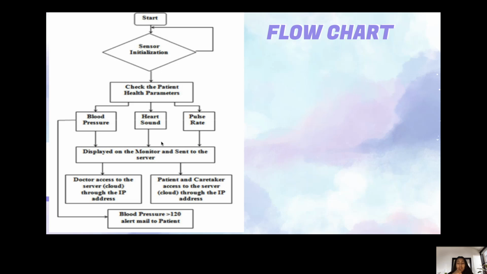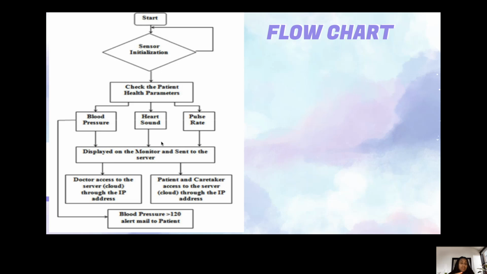So this is my flowchart, where there is start, sensor initialization, then it checks the patient's health parameters: blood pressure, heart sound, and pulse rate. This is displayed on the monitor and sent to the server. Then the doctor accesses the sensor through the IP address.